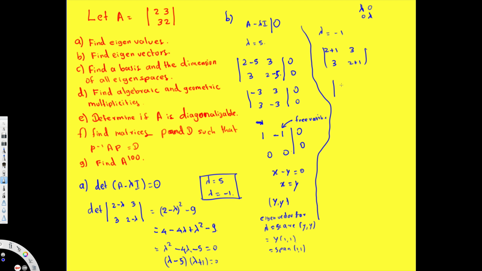In this case we will get 3, 3, 3, 3, and if you do the Gaussian elimination, you will get 1, 1, 0, 0, 0, 0. So this is going to be x plus y is equal to 0, therefore x is equal to minus y. So y is our free variable, because its column doesn't have a pivot. Therefore x is equal to minus y, so we write everything in terms of the free variable: (minus y, y).